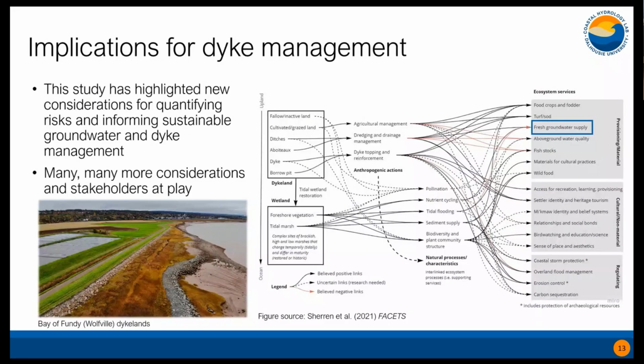So what does this mean for dike management? Well, this study has highlighted new considerations for quantifying risks and informing sustainable groundwater and dike management. I've highlighted here on this figure that fresh groundwater supply is only one ecosystem service of many that has to be considered when making these types of decisions. So it's not an easy decision to make. So there's really many considerations and stakeholders at play.